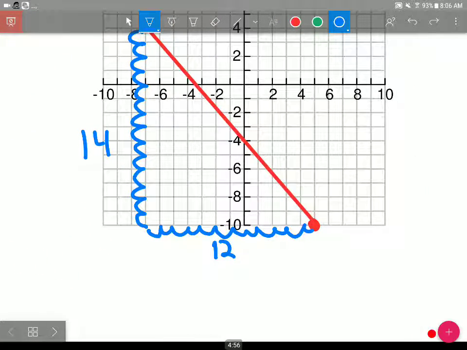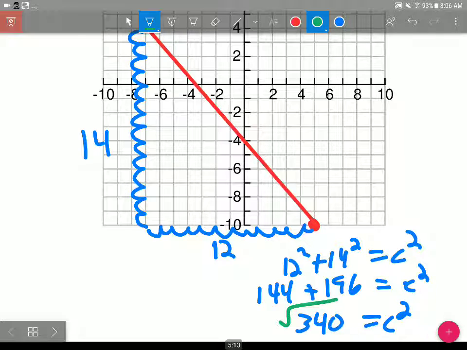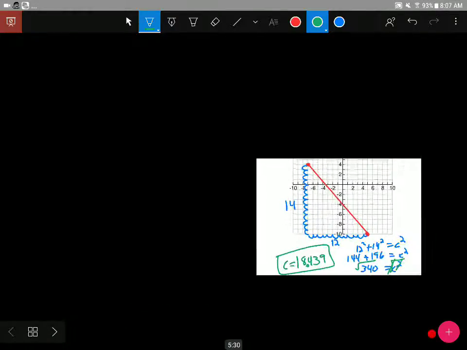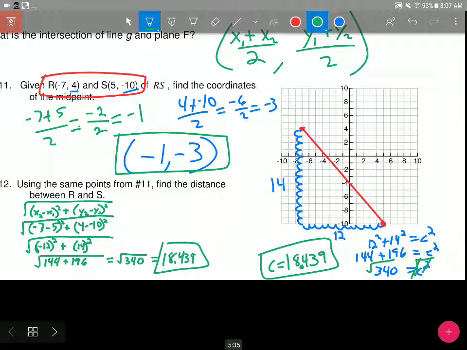Just use the Pythagorean theorem. So that's 12 squared plus 14 squared equals c squared. So 144 plus 196 equals c squared. That's 340 again, equals c squared. Square root both sides to cancel out the square, and c equals the square root of 340, which again is 18.439. So two ways of doing the same thing. Cool? All right, done.